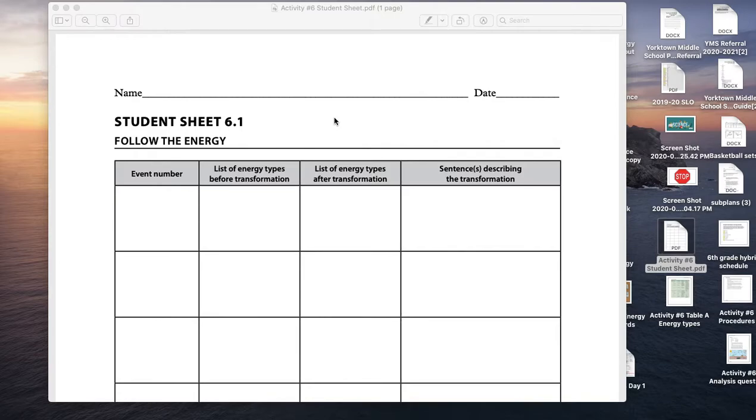That student sheet for activity 6, follow the energy. I'm just going to review with you the list of energy types before the transformation and after the transformation. You guys will be responsible for making sure that you have your sentences completed and described. I just don't have enough space with that text box to be able to put in all the sentences. So we will go over the energy types before the transformation and after the transformation.